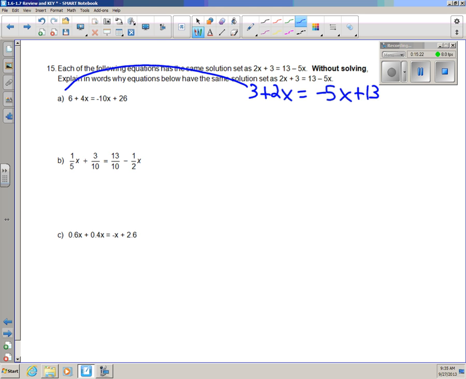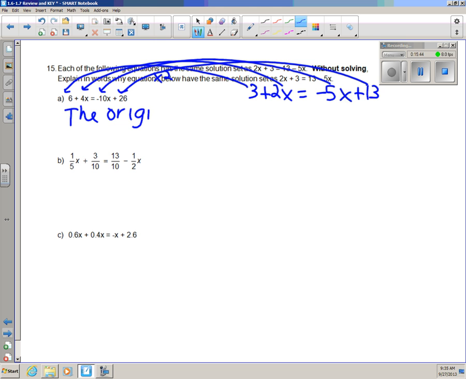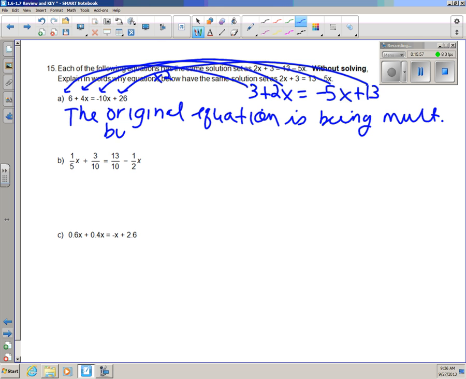To get from 3 to 6, oh, I just multiplied by 2. Does that happen for everything? To get from 2x to 4x, I'm doubling it. Negative 5 to, oh, I think we found the rule. It looks as though the original equation is being doubled. So these are equivalent. We know that already. The original equation is being multiplied by 2 or doubled, whatever you write is fine, multiplied by 2.